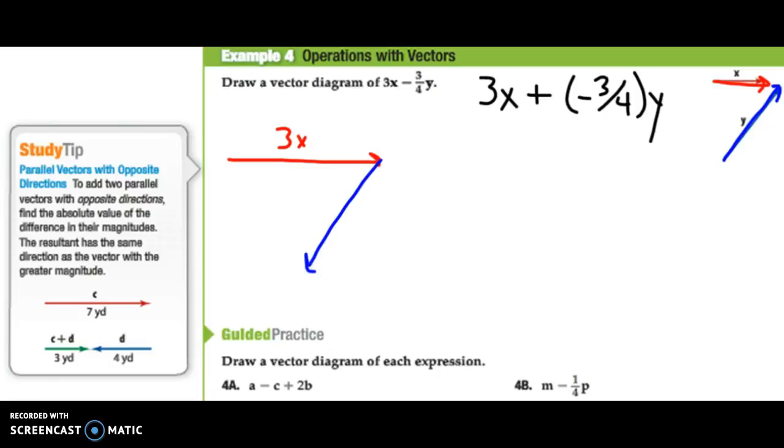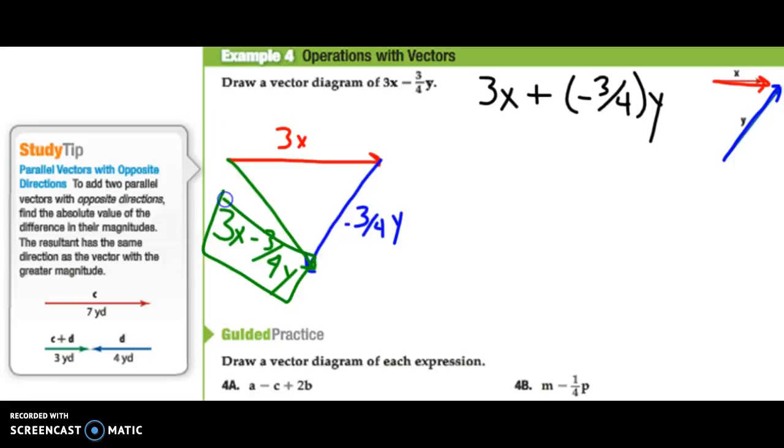Now what you would do is take your protractor and figure out what that angle is, and it would go that angle but in the negative direction. So this is negative 3/4 y. And then my resulting vector in the tip to tail method would go right there. That's going to be my resulting vector, 3x minus 3/4 y. So that's my vector right there.